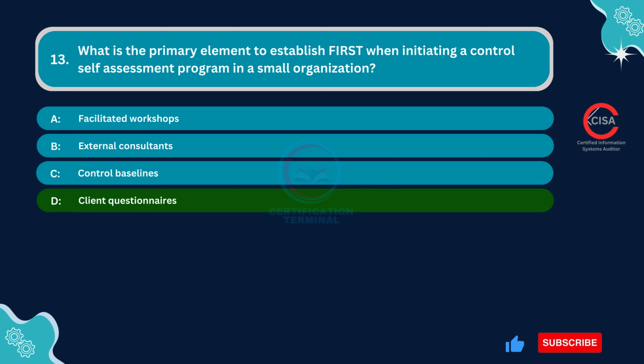When initiating a control self-assessment program in a small organization, it's essential to first establish client questionnaires. Client questionnaires provide a structured approach to gather information about the organization's controls directly from stakeholders or employees. This step allows the organization to gain insights into existing control frameworks, identify potential areas of improvement, and tailor the subsequent phases of the self-assessment program accordingly.